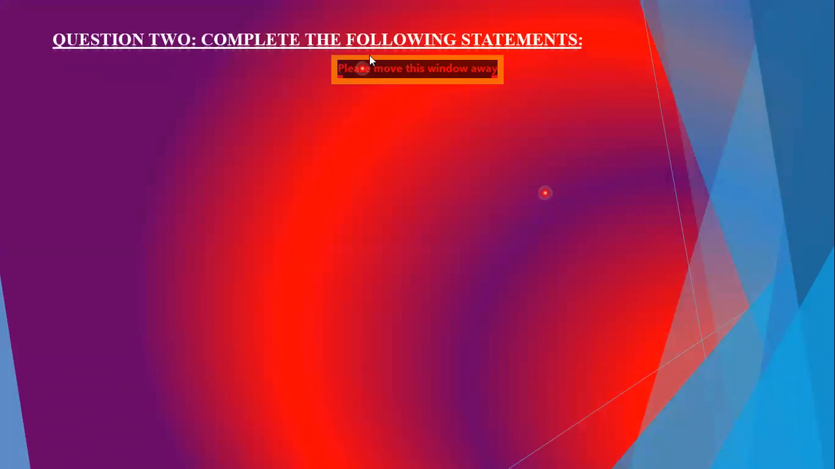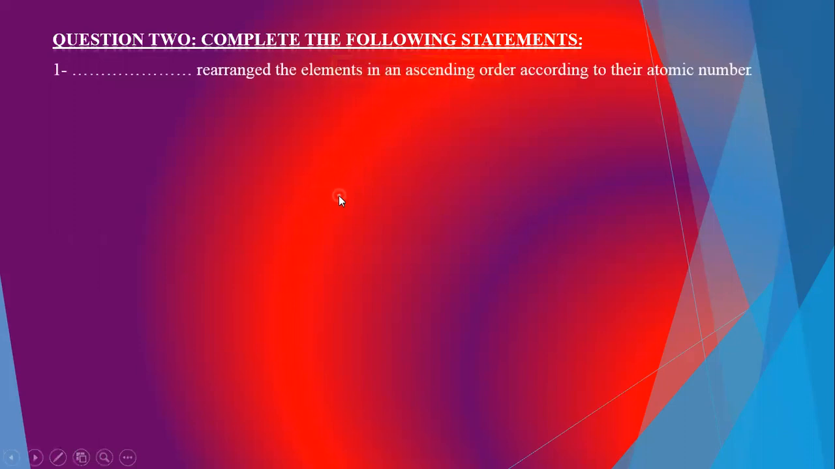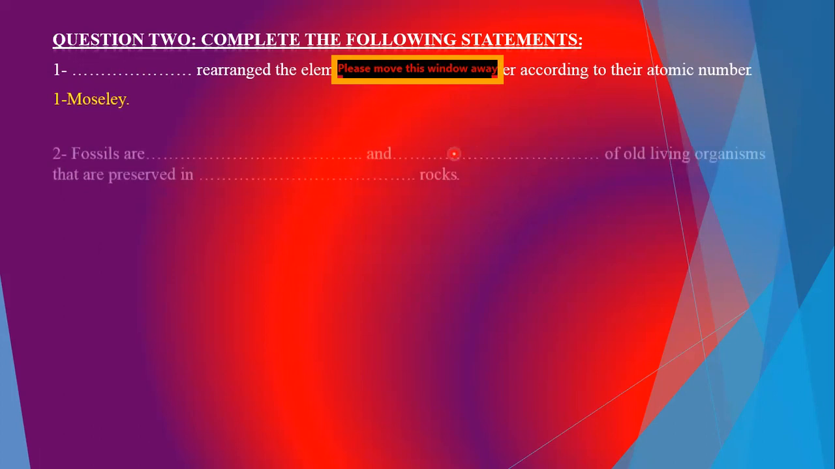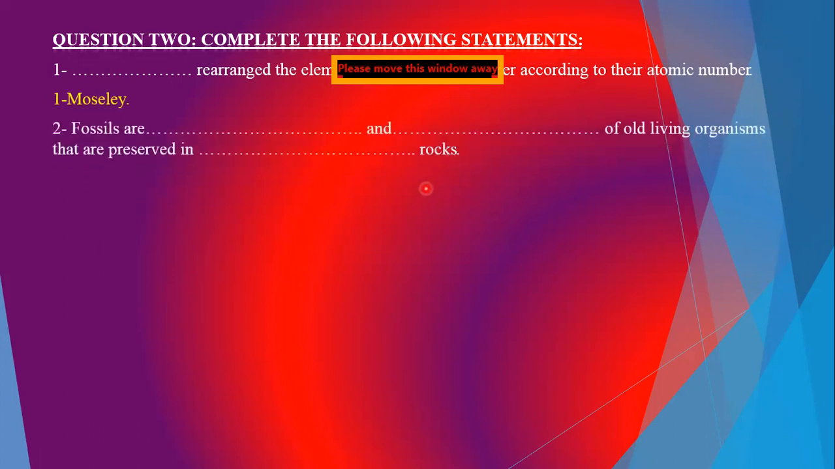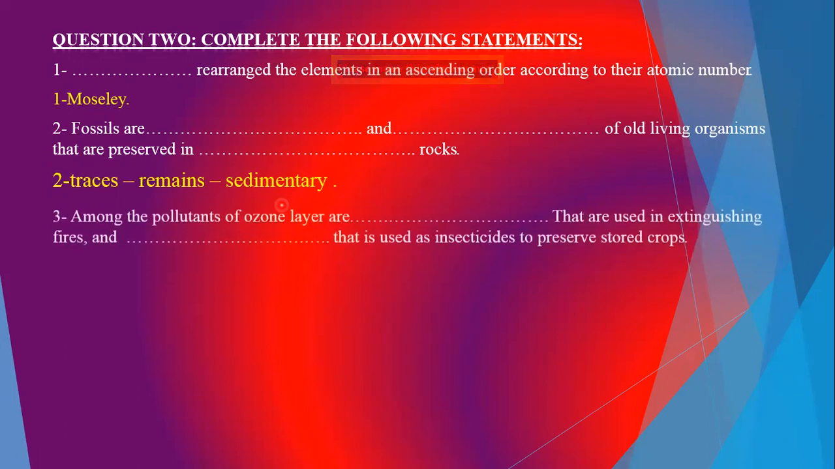Another type of questions, complete the following statements. Now rearrange the elements in ascending order according to their atomic number. Who made the periodic table and relied on the arrangement according to the atomic number? Of course, we know that it is mostly him. Number 2: fossils are the traces and remains of all the living organisms preserved in rocks, preserved in sedimentary rocks.